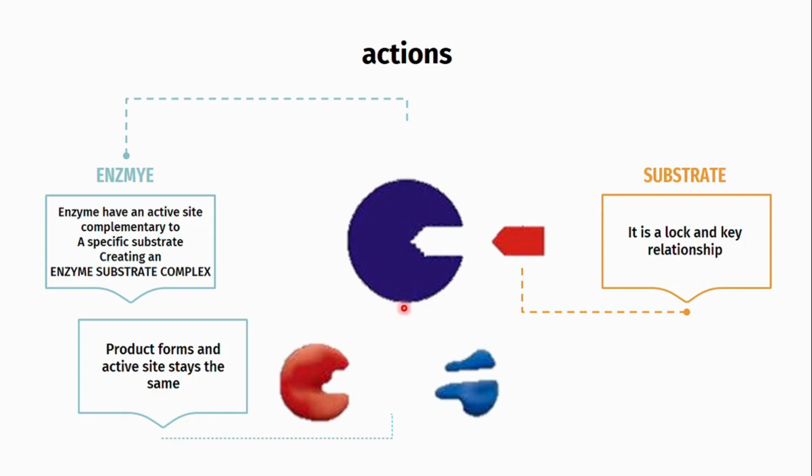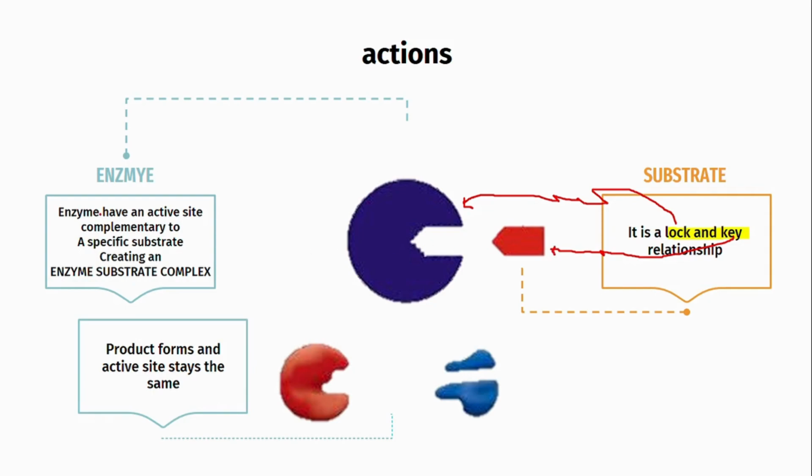Now an enzyme would connect to a substrate. The red thing is a substrate, and how do they connect together? We have something known as a lock and key relationship. So who is the lock and who is the key in this relationship? The lock that we have is the enzyme, and you're gonna know why. And the key is the substrate. It's the substance that gets connected to the enzyme.